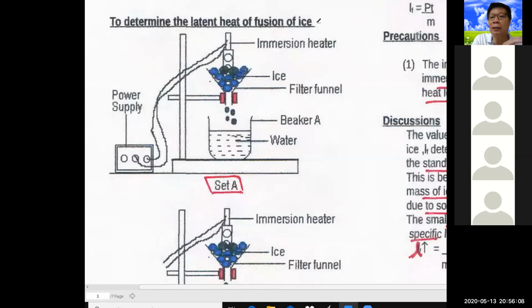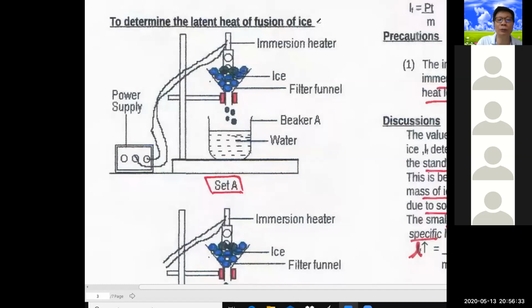Okay, but in this experiment we are not going to use exactly 1 kilogram of ice. That will take a long time. When you wait for 1 kilogram of ice to melt completely, it takes a lot of time. So in this experiment we do not really take 1 kilogram of ice. The amount of ice we use is up to us, because we are using a formula to calculate.